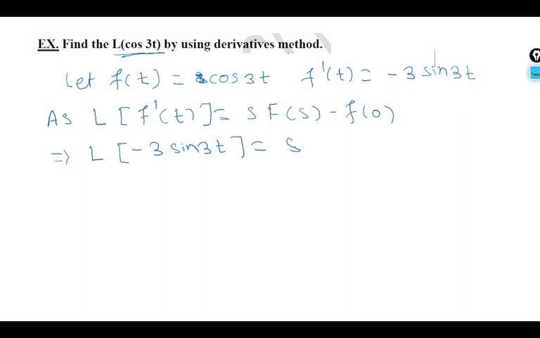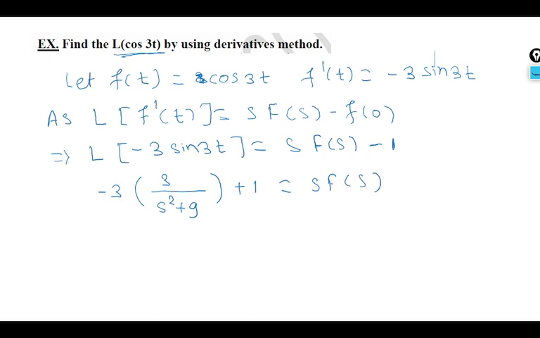that is s Fs. Now just check f of 0. This is small f, the lowercase function f. So f of 0 means cos 0. Cos 0 is 1, so minus 1. See, capital Fs is always the Laplace of f of t, and that is what we want. We want Laplace of cos 3t, so we are going to find the value of this capital Fs by solving this expression. On the left hand side, minus 3 is a constant as it is, and we know the Laplace of sine 3t is 3 upon s square plus 9. This minus 1 I will take on this side, plus 1 is equal to s Fs.